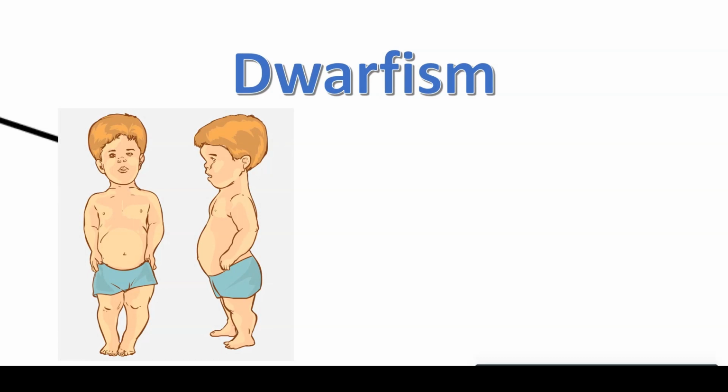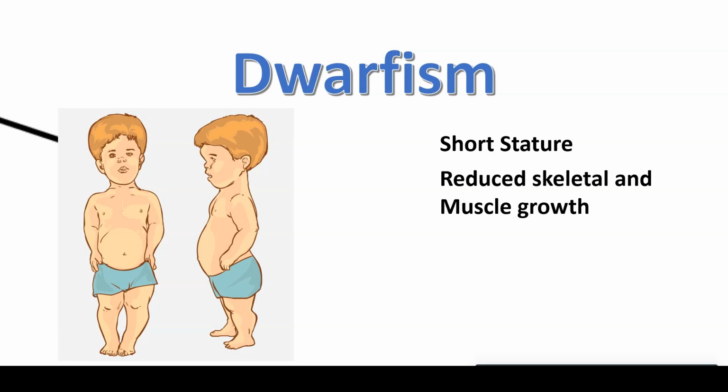Okay, now let's look at dwarfism. So the dwarfism is the opposite of gigantism. Here, the growth hormone is decreased since childhood. There will be a short stature, there will be reduced skeletal and muscle growth, which is again happening opposite to gigantism.